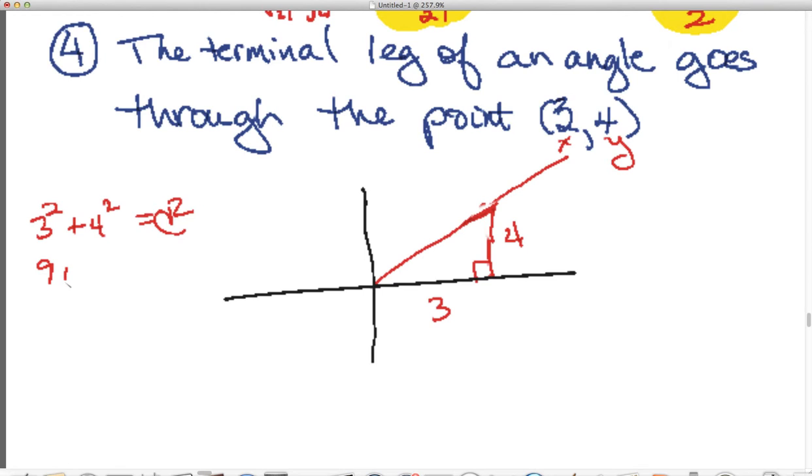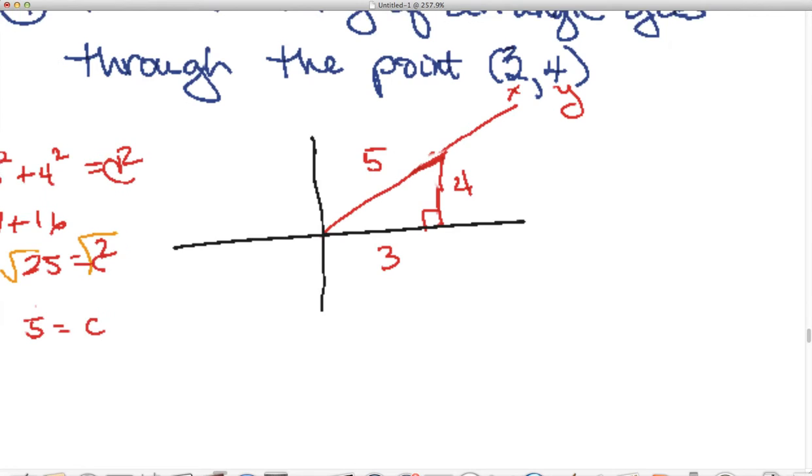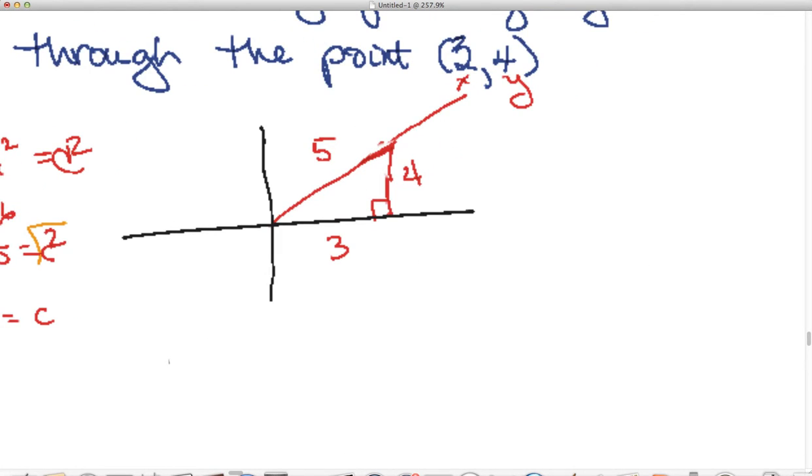So we got 9 plus 16 is 25 equals c squared. And remember, the hypotenuse has to be only in the positive root. So if we square root both sides, we're going to end up with c equals 5. So it's a 3, 4, 5 triangle. As a result, we can just do our SOHCAHTOA.